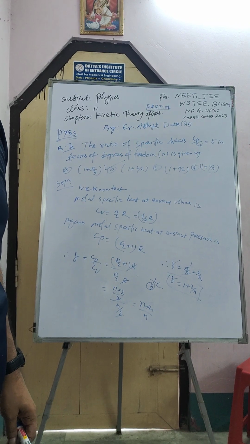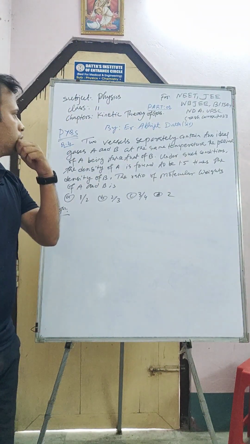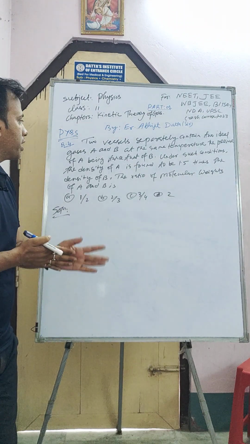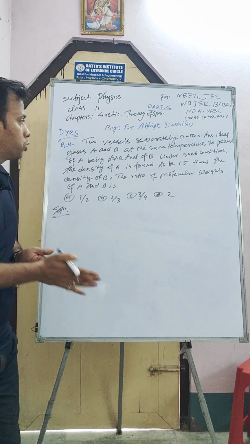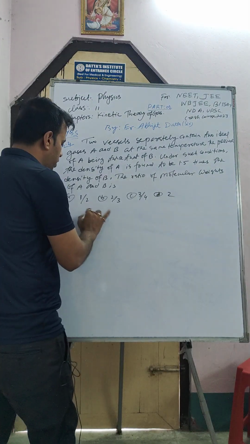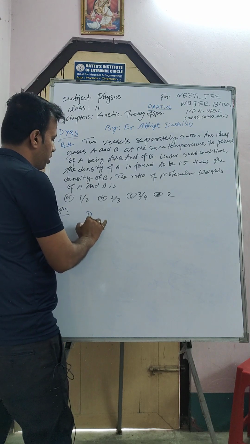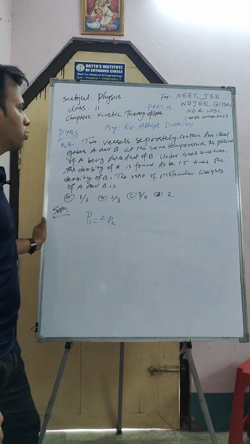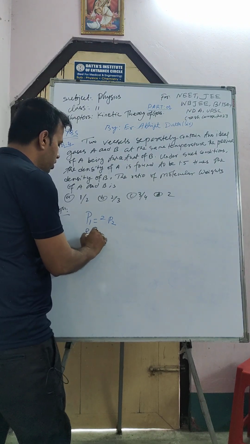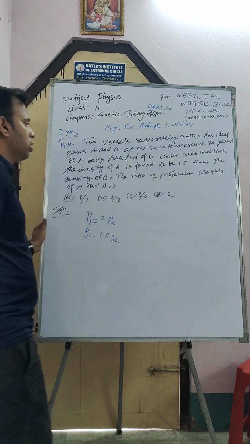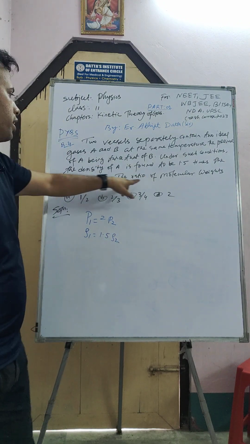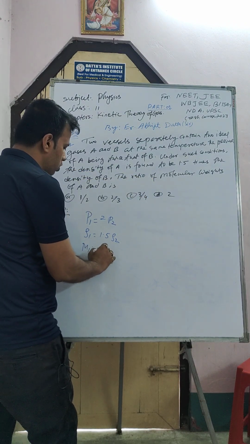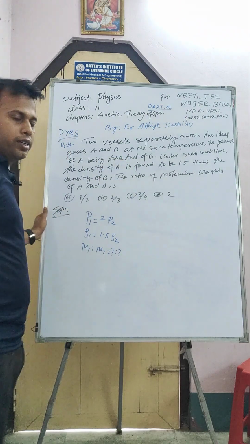So moving on to the next question, question number 4. Two vessels separately contain two identical gases A and B at the same temperature, the pressure of A being twice that of B. So what is given here? Pressure of A, that is P1, is twice of P2. Under such condition the density of A is found to be 1.5 times the density of B, that is rho 1 is equal to 1.5 into rho 2. Find out the ratio of molecular weight of A and B, that is M1 is to M2 is what we have to find out.